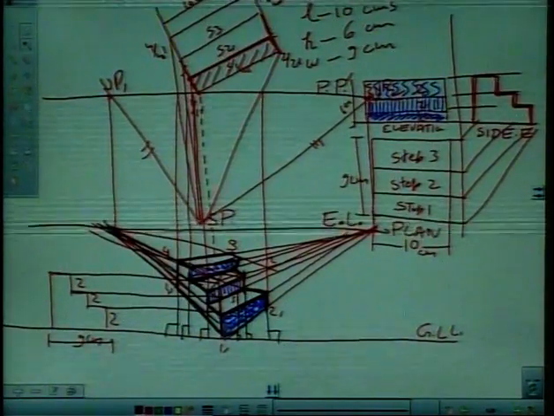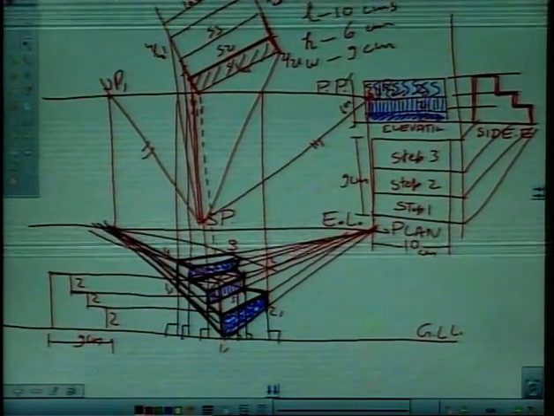I hope you understand this. So, that's the end of my lecture on 2-point perspective. Thank you.